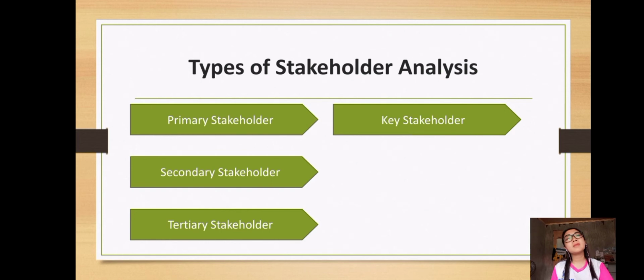So under stakeholder analysis, there are four types. We have the primary stakeholder, secondary stakeholder, tertiary stakeholder, and key stakeholder. So, what is a primary stakeholder? It is those ultimately most affected, either positively or negatively, by an organization's action. A secondary stakeholder is a person or organization who is indirectly affected by an organization's action. Tertiary stakeholders are those who will be impacted the least.